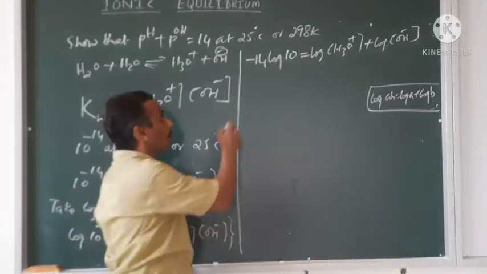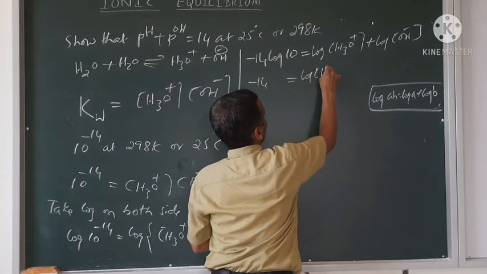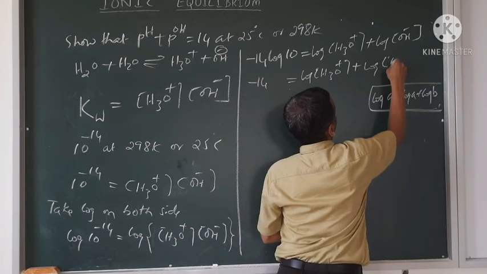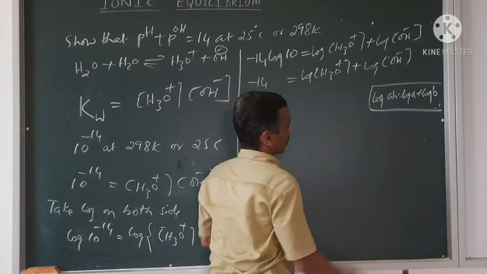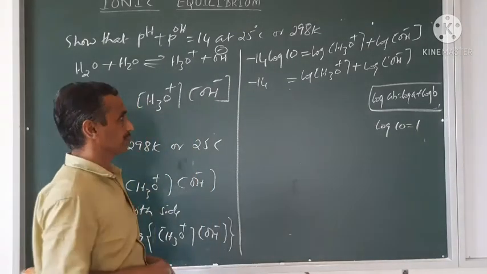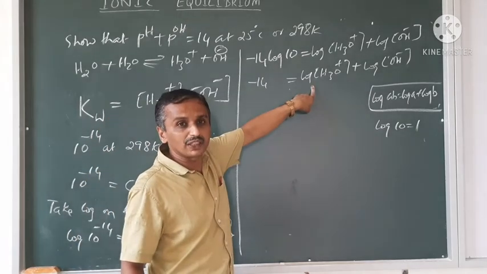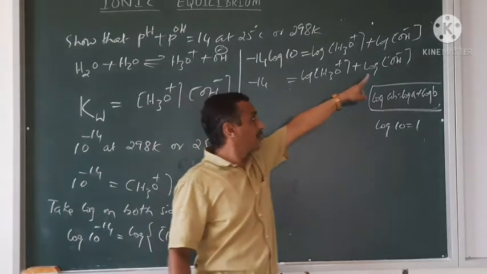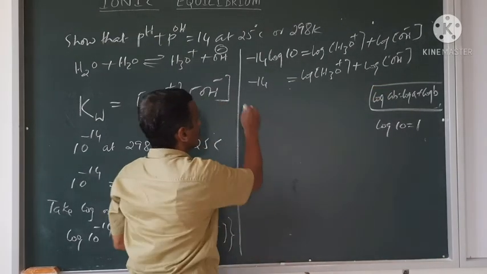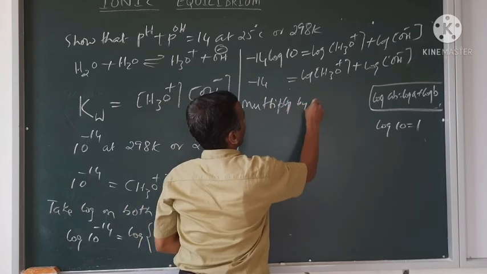See, minus 14 is equal to log of H3O plus concentration plus log of OH minus concentration. Why? Because log 10 is 1. I have minus log H3O plus concentration is pH, and minus log OH minus concentration is pOH. Multiply by minus 1 throughout.